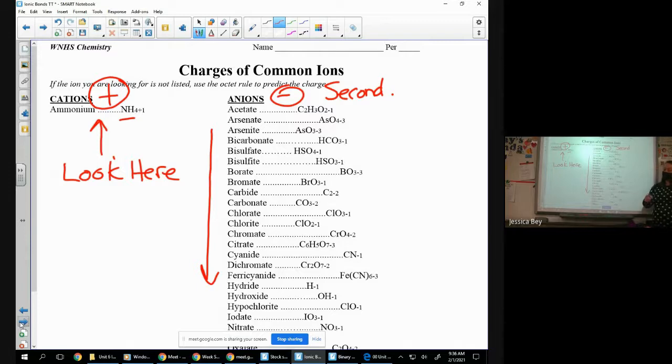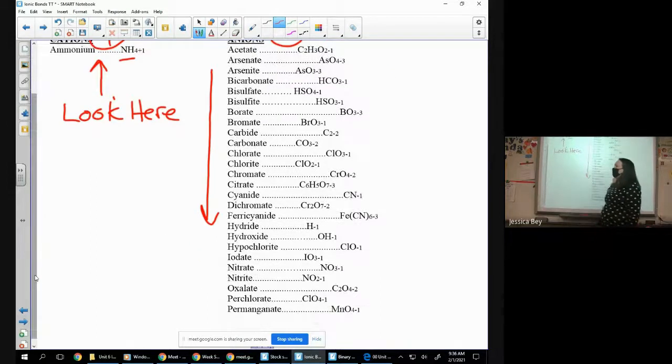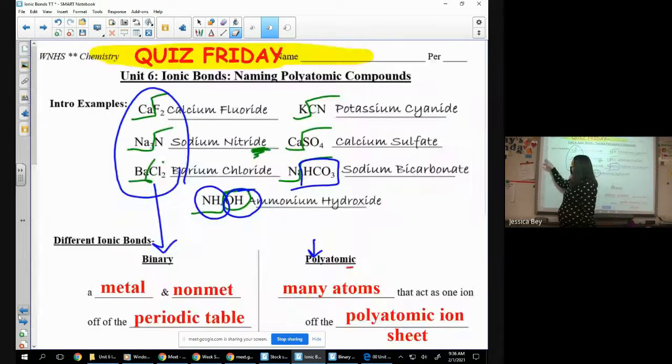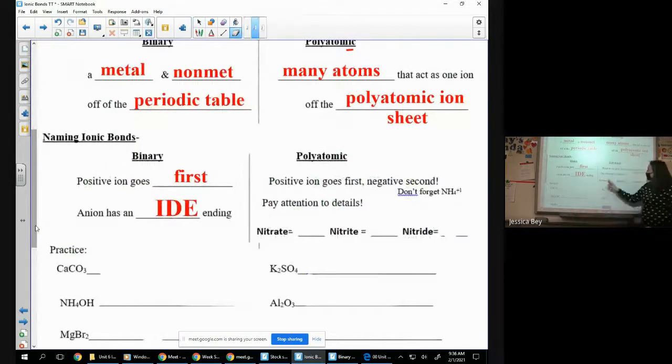And so on your notes, you will see it says what's the difference between a nitrate, a nitrite, and a nitride. Let's zoom down here. Do you guys see nitrate on here anywhere? I see nitrate right here. A nitrate is an NO3 with a -1. What is a nitrite? Right underneath it, it's an NO2 with a -1.